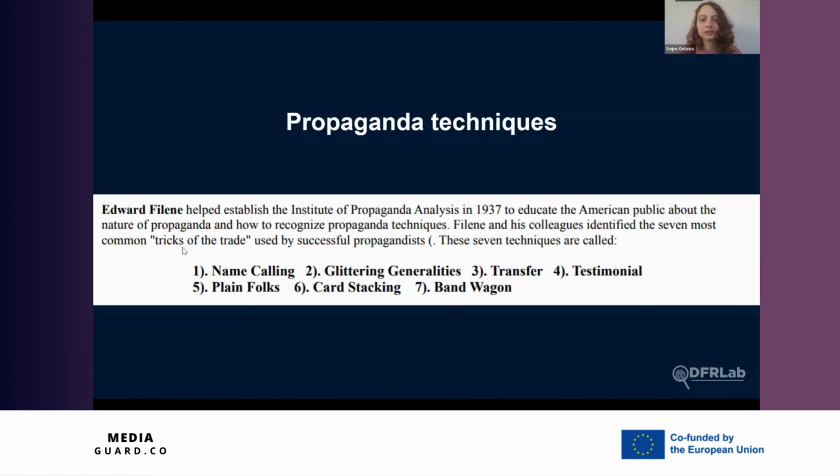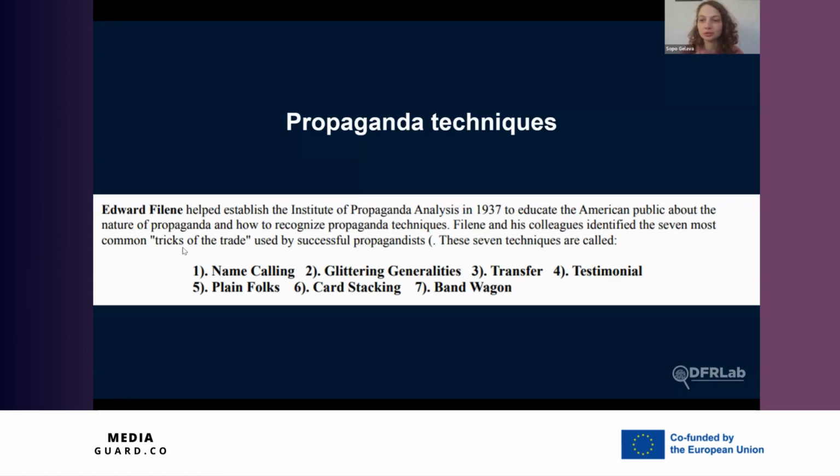The Institute for Propaganda Analysis was established in 1937 to educate US audiences. So these are the main techniques, seven techniques. We won't be going through each of those. I also have a mixture of these old tactics plus new tools, and we'll go through this, of course, through case studies and examples.